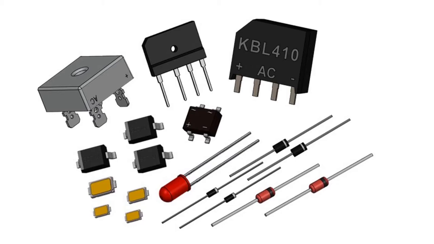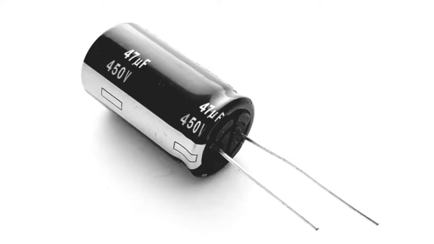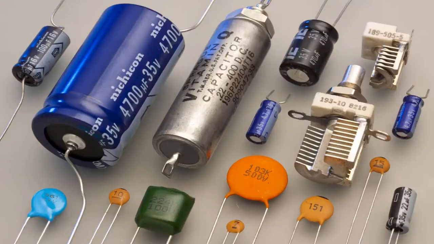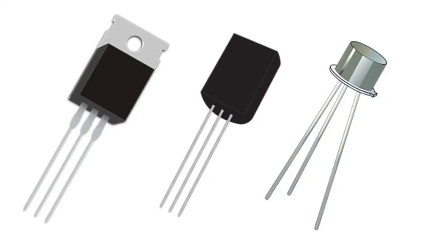After the diode we are discussing the capacitor. What is a capacitor and how many types of capacitors are there? And how to check the capacitor? And what is the function of the capacitor? After the capacitor we are discussing the transistor. What is a transistor? How many types of transistors are there? And why do we use the transistor in our electronic circuits?